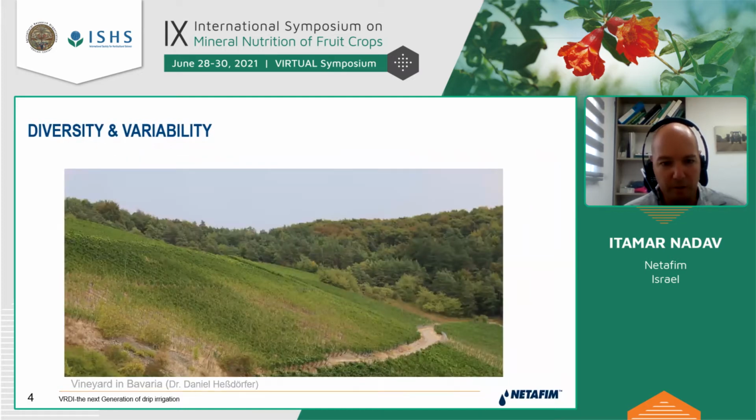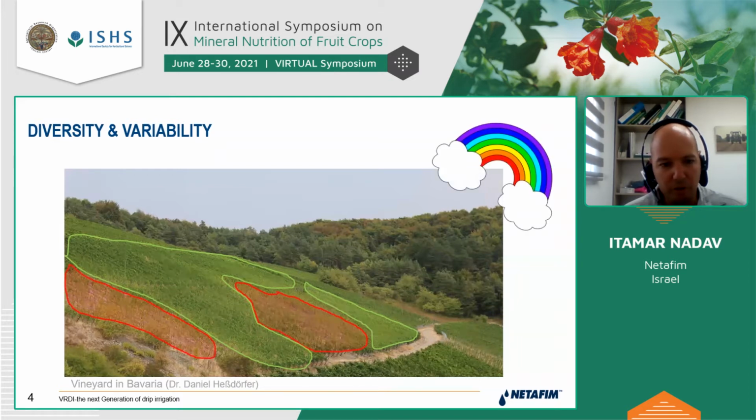And then comes reality. And in reality, not everything is shiny and everything is equal. We have a lot of variability, as you can see here in this vineyard from Bavaria, Germany. In this small plot of vineyard, you can see areas with good vegetation and probably high yield, and on the other side, areas with low vegetation and low yield. And I guess that the quality will be different. So again, we have a very colorful rainbow with different types of vines and different vegetation.